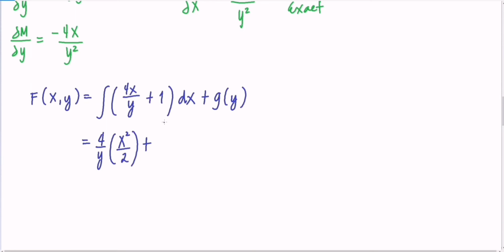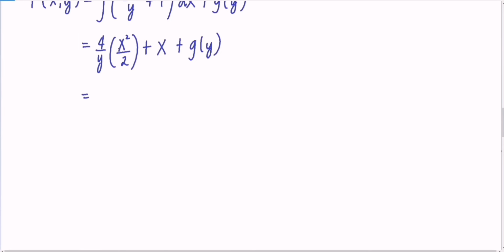So, plus g of y. Okay. Next, 4 divided by 2 is 2. So, magiging 2x squared over y na lang to. Okay? So, 2x squared over y plus x plus g of y.